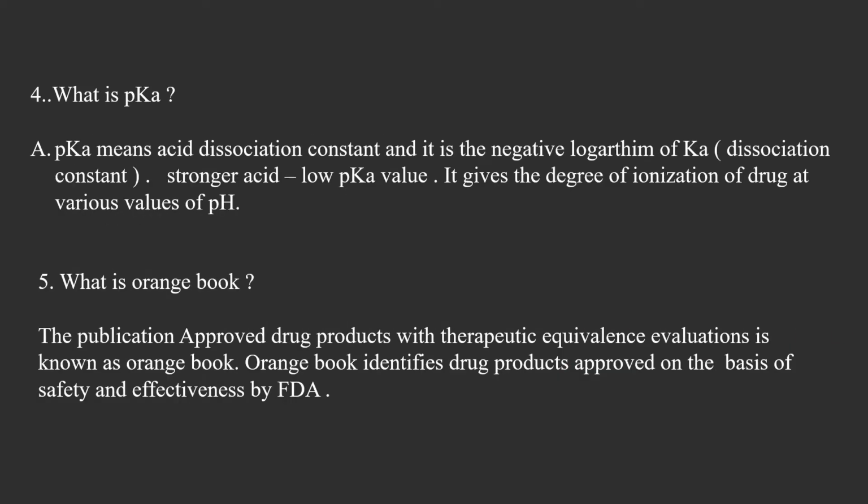So let us move on to the next question. So what is pKa? So Ka means dissociation constant. pKa means acid dissociation constant, and it is the negative logarithm of Ka, that is dissociation constant. Stronger the acid, lower the pKa value. It gives the degree of ionization at various values of pH.